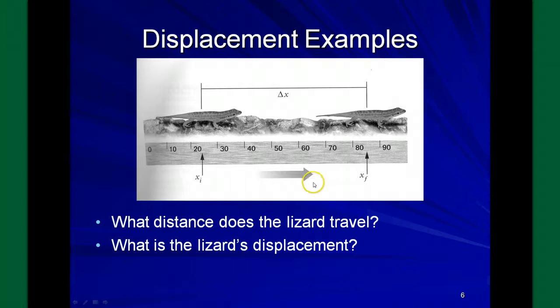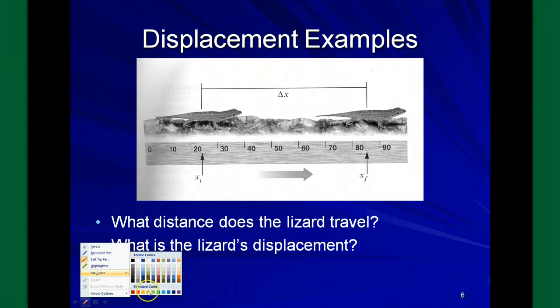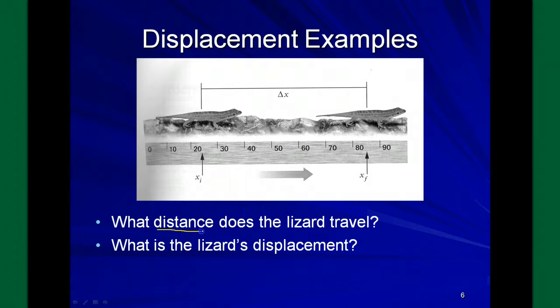Okay, so as a simple example, we can picture this lizard that is moving to the right, indicated by this arrow, and I want to know what distance does the lizard travel and what is the lizard's displacement. Okay, so distance, remember, we're not concerned about direction. Okay, so we can look at this lizard and it tells us that the starting point is here. Looks like approximately 25 centimeters is what we'll call it, and the final over here is 85 centimeters.